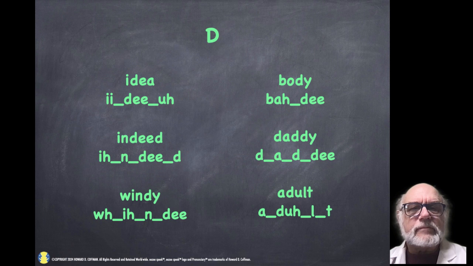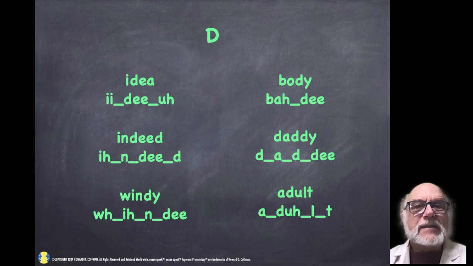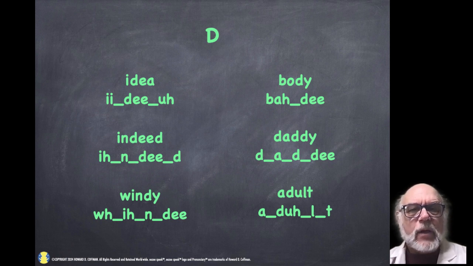Indeed. And make sure you say the final letters. A lot of people cheat and they don't say the D, or they don't say a T and they make it a D. Say the last letter. Indeed. Windy. This is one of those words. Windy, windy. You could do windy or windy, which I've selected here.